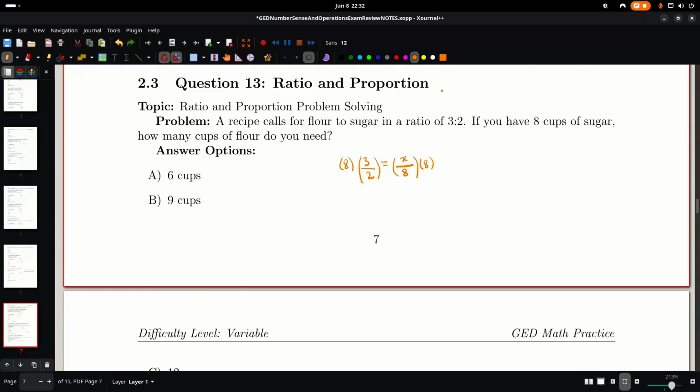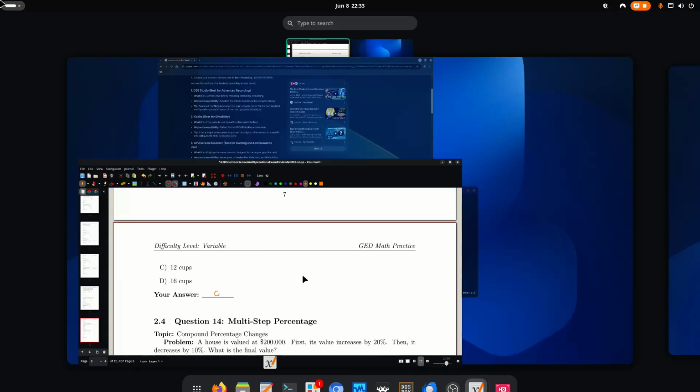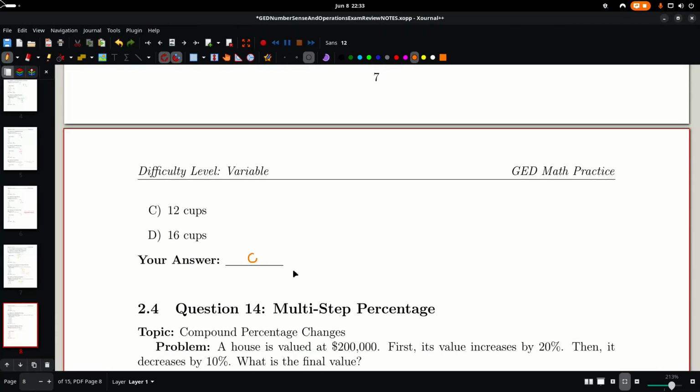And so now we can cancel these. 8 divided by 8 is 1, so those go away. And we have x is equal to 8 times 3 over 2, which is 24 over 2, which is 12. So if we scroll down, we have 12 cups is option C, so we can write that in there. There we go. Woo! Sorry. Had a bit of a glitch there.